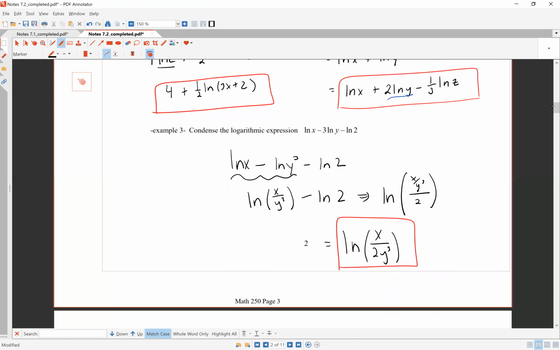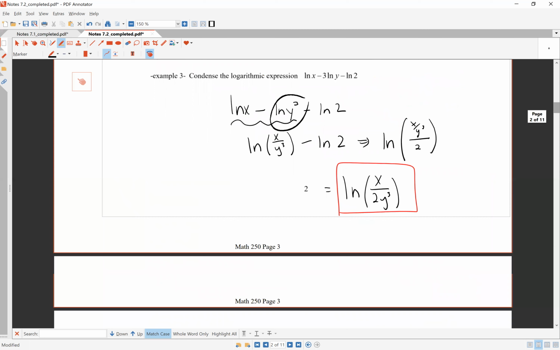Okay, so let's go the other way around. Now we can simplify this: log of x minus 3 times log of y. 3 times log of y is log of y cubed. So log of x minus log of y cubed is log of x over y cubed. And then subtract log of 2 from it. Once again, we use division: log of x over y cubed minus log of 2 is log of x over y cubed, the whole thing divided by 2. Then you simplify, and you get log of x with 2y cubed as the denominator.